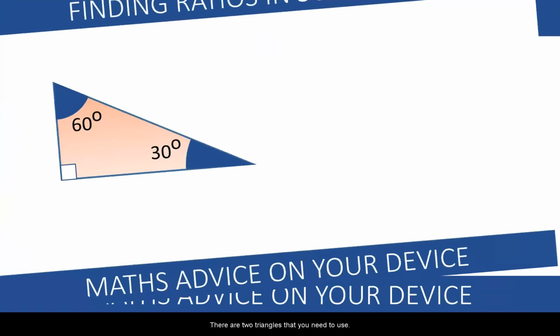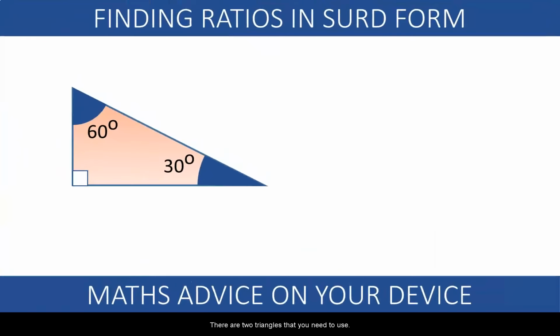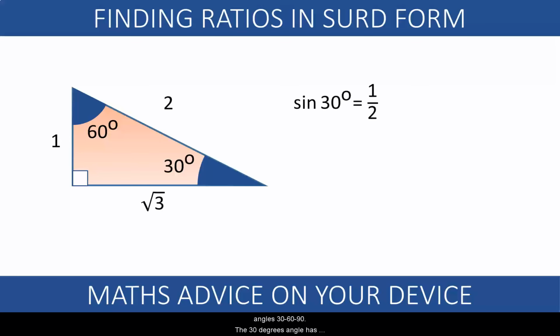There are two triangles that you need to use. They are given to you and you need to know how to extract information from them. One is the triangle with angles 30, 60 and 90. I want you to notice that the 30-degree angle has ratios given by sine of 30 equals a half and cosine of 30 equals square root of 3 over 2.